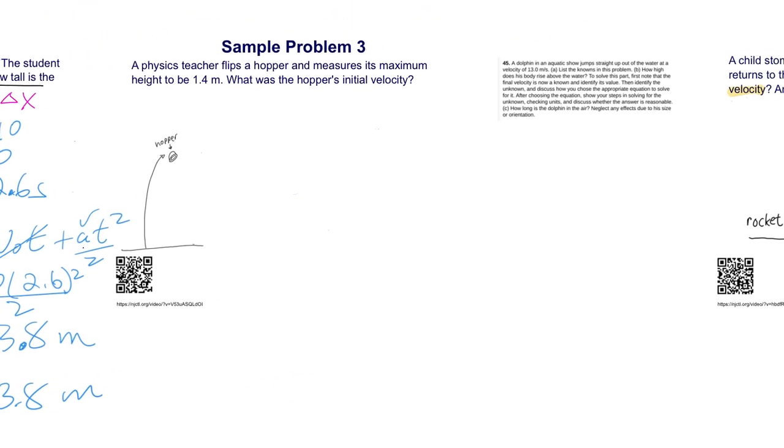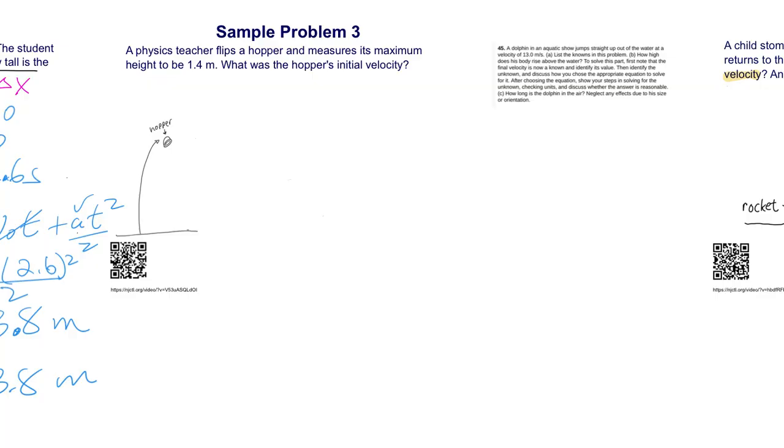Okay, a hopper is a little springy thing. So these are all kind of easy ones now. Okay, flip a hopper. It's like compressing it, and you set it here, and then it pops and it jumps up like a grasshopper.